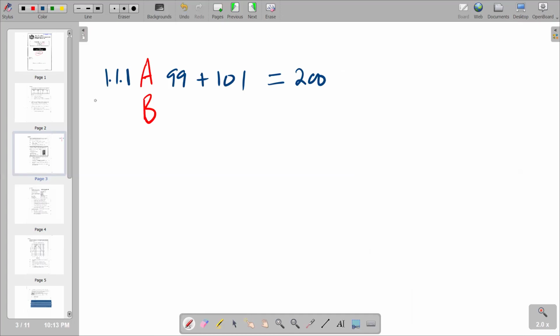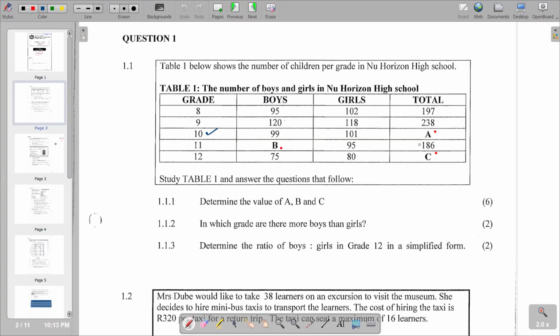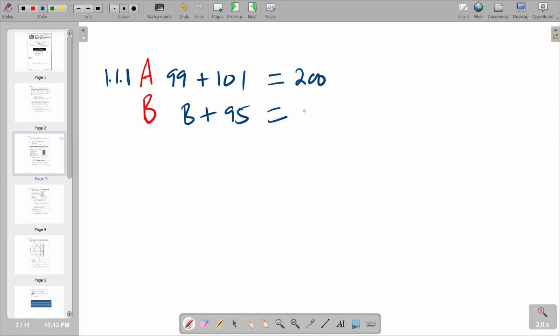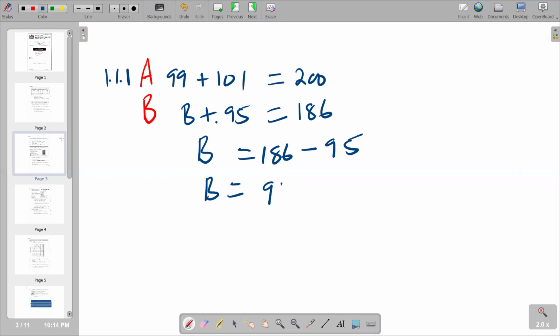So for B, we are going to say B plus 95 equals 186. And then you take negative 95. 186 minus 95, and if you calculate it correctly there, you see that the answer we get becomes the answer for B. So this becomes our figure for B.